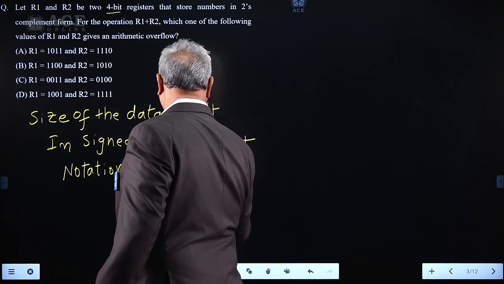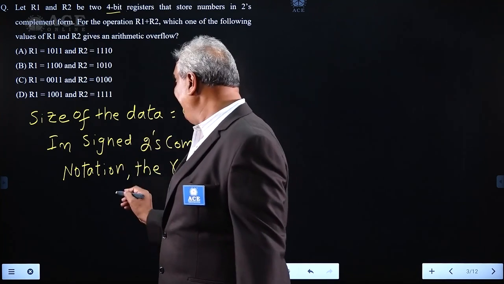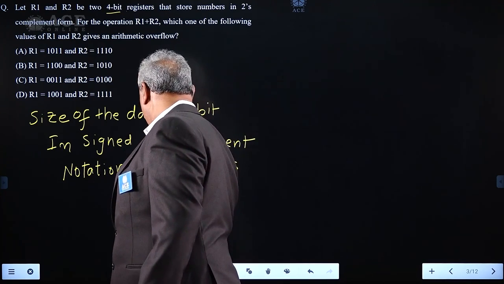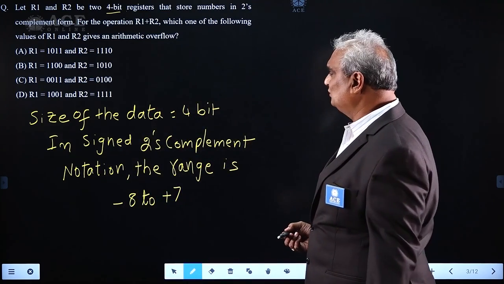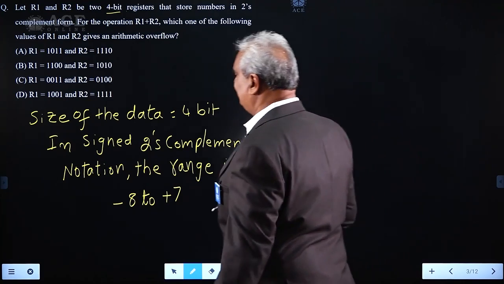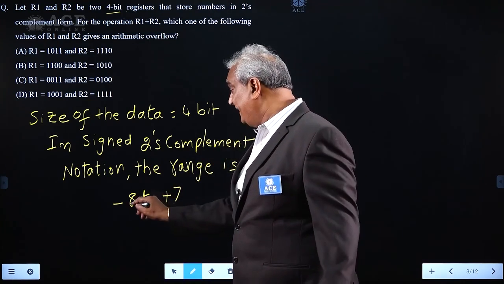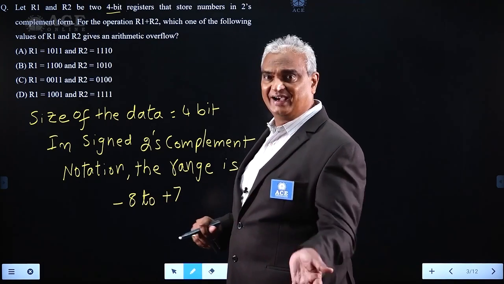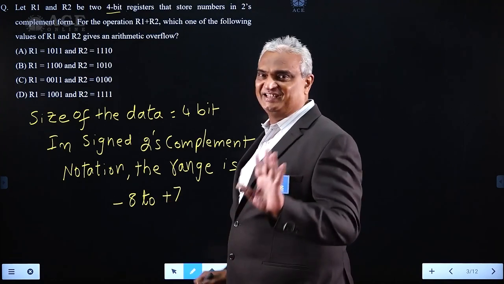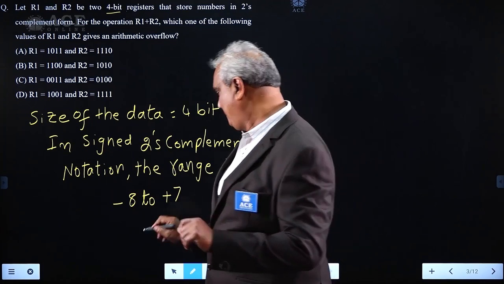The range for 4-bit is -8 to 2 to the power 3 minus 1, that is +7. It means when the operational result is between -8 and +7, overflow does not occur. Overflow occurs only when the result is beyond this range.